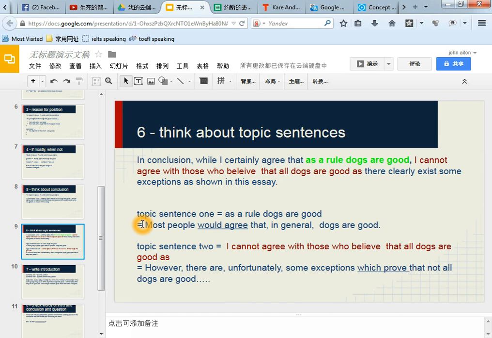So the first sentence, topic sentence: most people would agree that in general dogs are good. And then I write the rest of the paragraph. The second part of my conclusion: I cannot agree with those who believe that all dogs are good. So my topic sentence 2 has this idea, I cannot agree with those who believe that all dogs are good. For example, however, there are unfortunately some exceptions which prove that not all dogs are good.